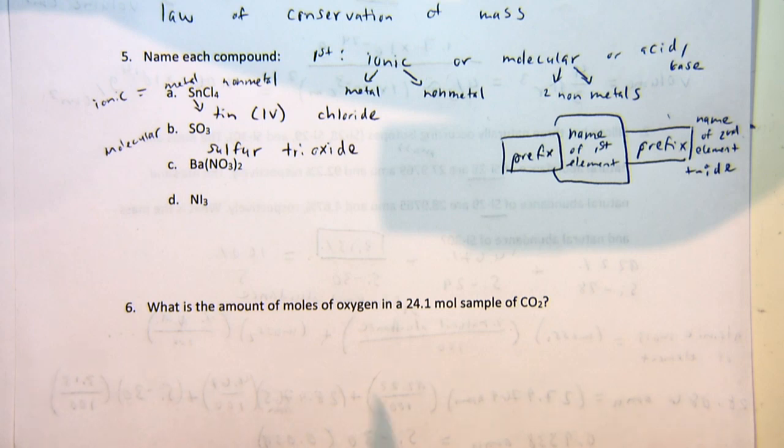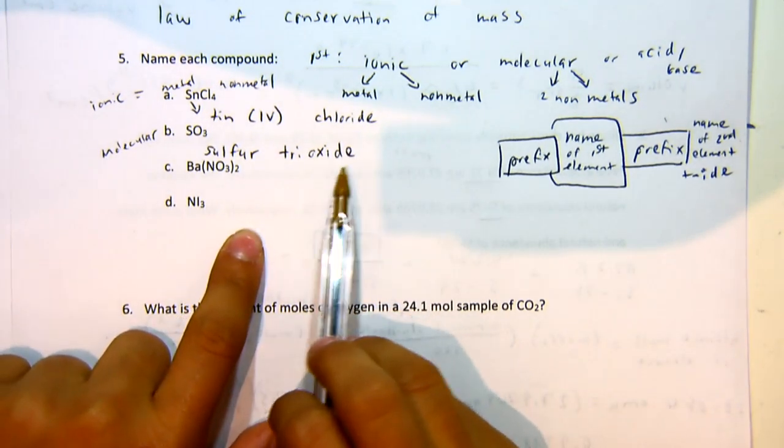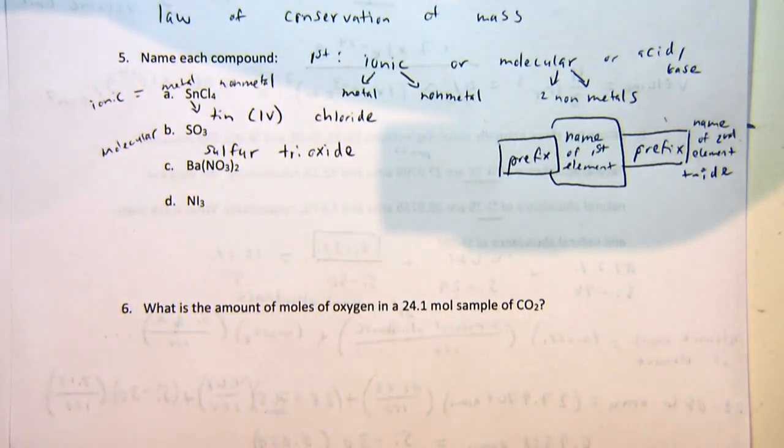Why isn't the second one sulfide? Because the first element doesn't get changed, it doesn't get the "-ide." It's the second one in the group. So it'd be sulfur trioxide, because the oxygen gets the "-ide" ending. Yeah.